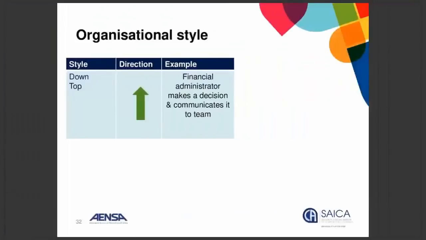So moving on, the next organizational style is one which is from down to the top. And in this case, the direction of the information starts at the bottom and tends to move upwards. So a simple example would be where the financial administrator makes a decision and communicates it to the finance team.